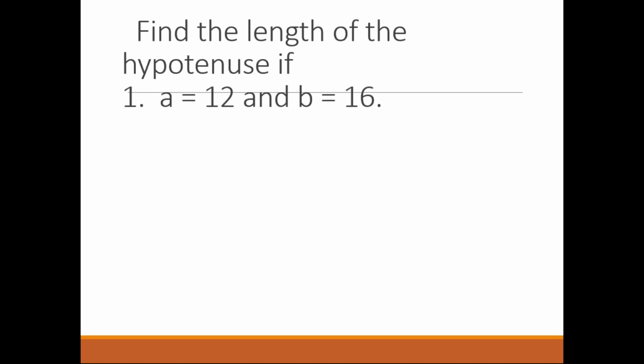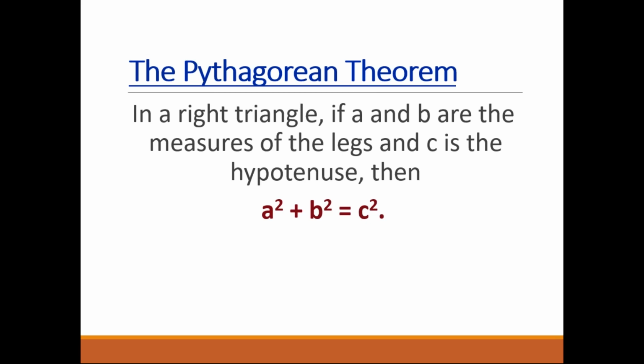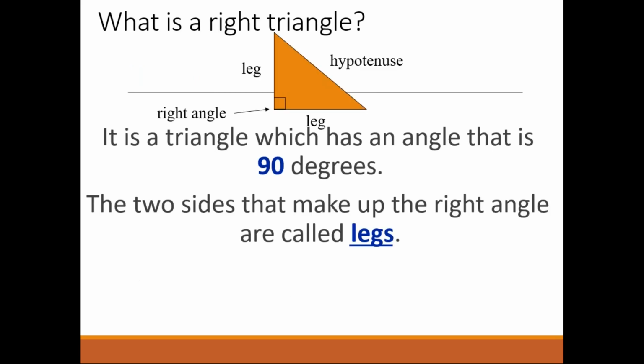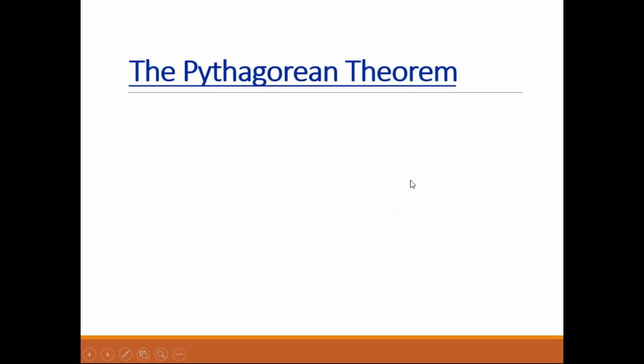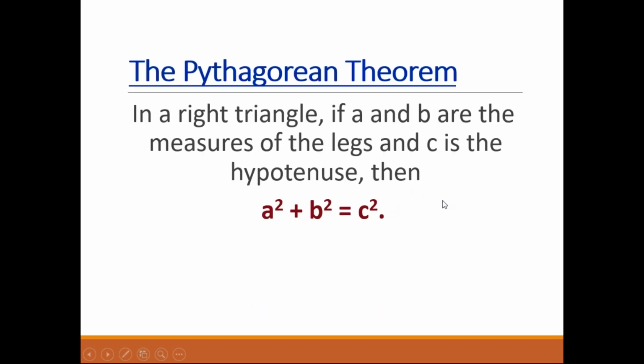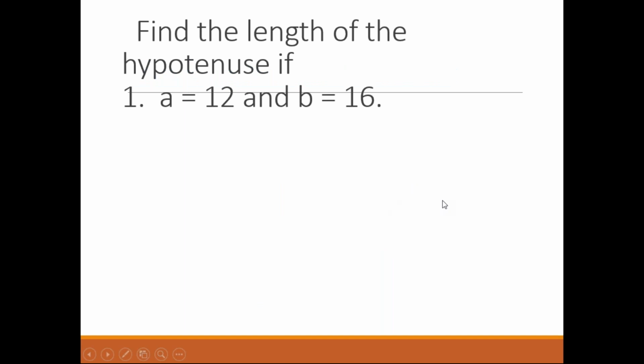For example, say A is 12, B is 16, and of course we need to find the hypotenuse. In this case, A is leg 1, B is leg 2. While you're drawing, it doesn't matter which side you make A and which one is B, as long as you mention it. The only side that is very important is the hypotenuse. We must not forget that the hypotenuse is the longest side that is lying opposite to 90 degrees.